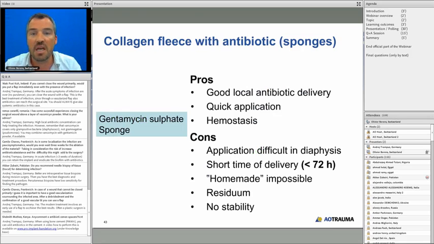We can use collagen sponges, and this is something which is very helpful. We have local delivery, it's easy to apply, and it can even have a hemostatic effect as well. The problem is that from time to time it's difficult to get it into a diaphysis. We cannot choose the antibiotics we want to have in these fleeces. Normally it's gentamicin, and the delivery time is very short and there's no stability.